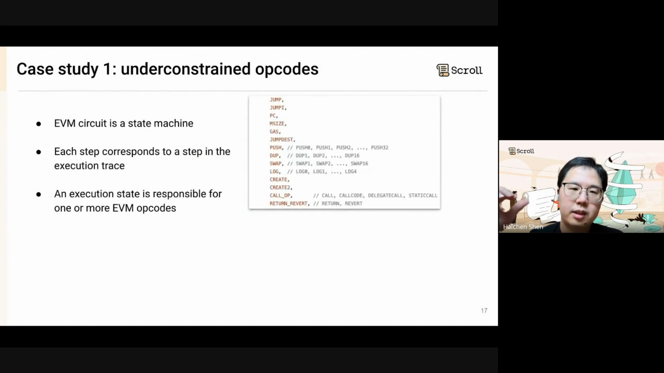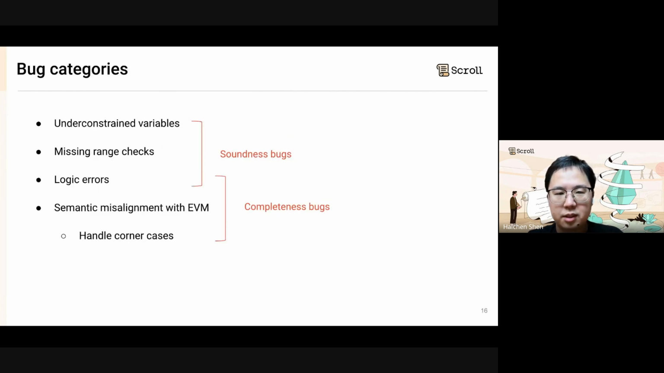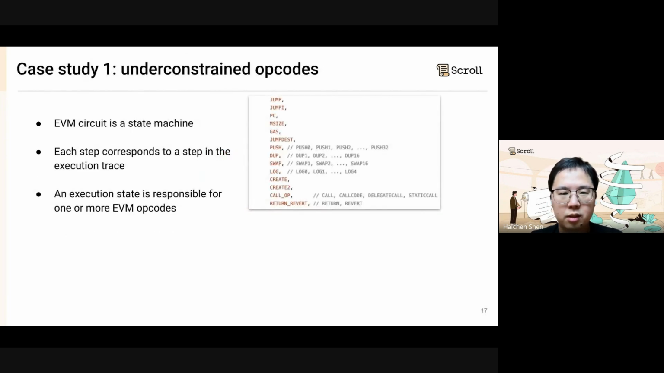I'll provide 3 case studies to highlight some examples that we have. Case study 1 corresponds to the previously mentioned under-constrained variables. To be more specific, it is an under-constrained opcode case inside our zkEVM circuit.